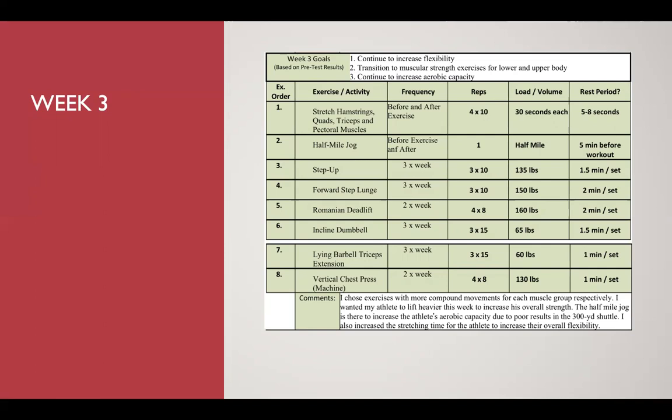My comment, I chose exercises with more compound movements for each muscle group respectively. I wanted my athlete to lift heavier this week to increase his overall strength. The half-mile jog is there to increase the athlete's aerobic capacity due to poor results in the 300-yard shuttle. I also increased the stretching time for the athlete to increase their overall flexibility.